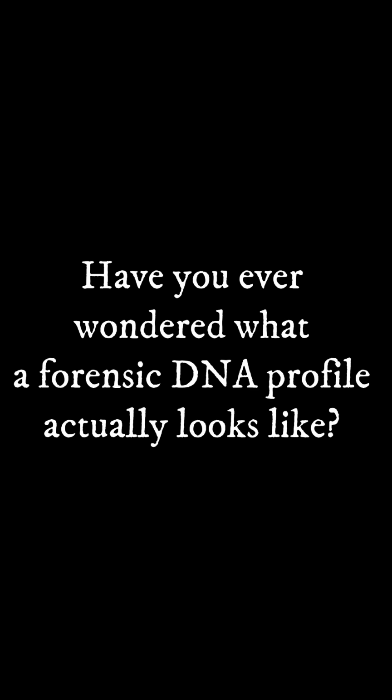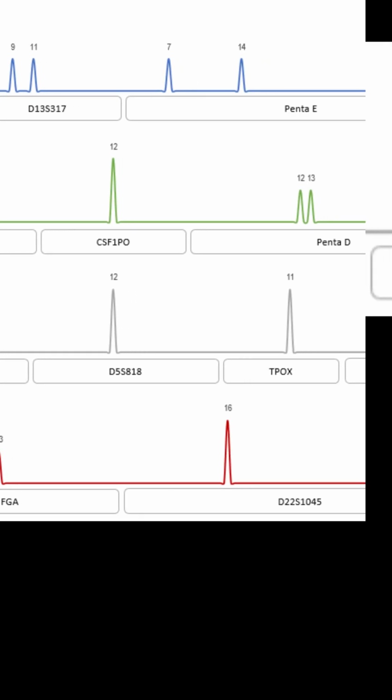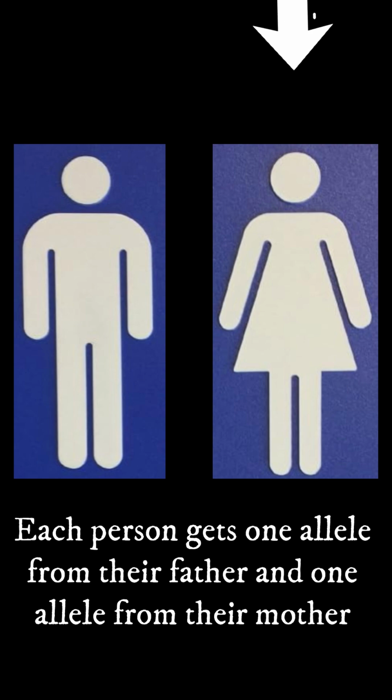Have you ever wondered what a forensics DNA profile actually looks like? Well, it looks something like this. These numbers and peaks are great and all, but what do they actually mean? Each number represents an allelic polymorphism, or an alternative form of the gene at that chromosomal location known as a locus. Each person gets one allele from their father and one allele from their mother.